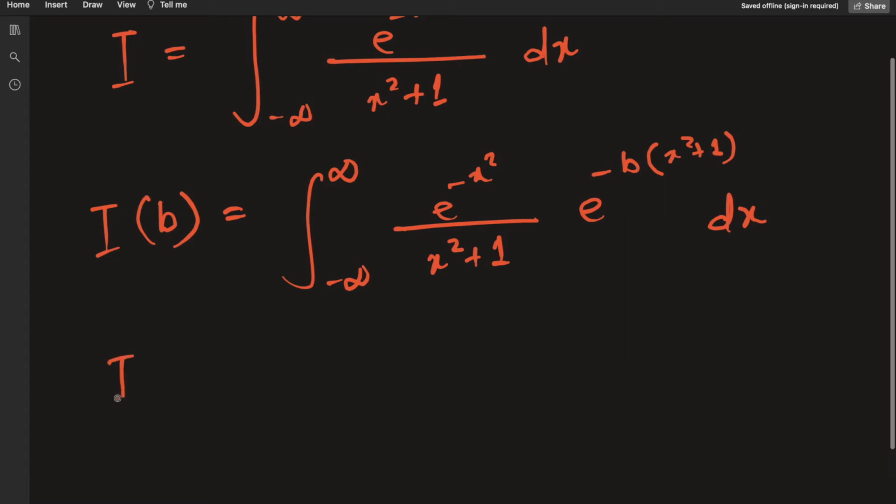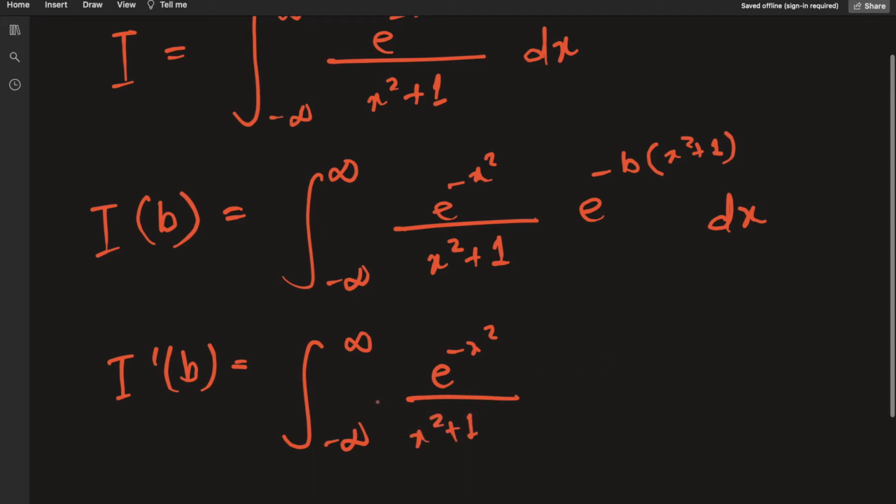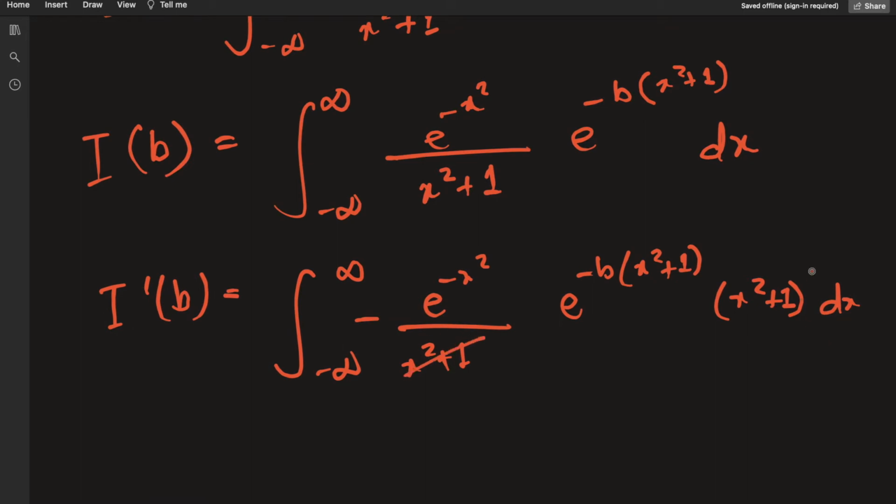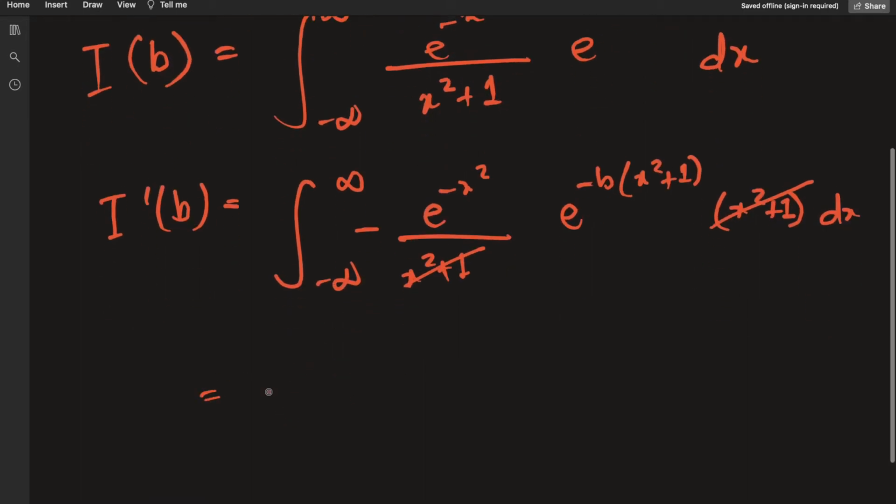Okay, so now let's differentiate with respect to b. We will simply get e to the negative x squared over x squared plus 1, and we have a negative e to the negative b times x squared plus 1, and then this coefficient with respect to b, which is x squared plus 1, dx. Notice this cancels out with that, and we're just left with negative. We can take an e to the negative b outside. Integral from minus infinity to infinity, e to the negative x squared e to the negative b x squared dx.